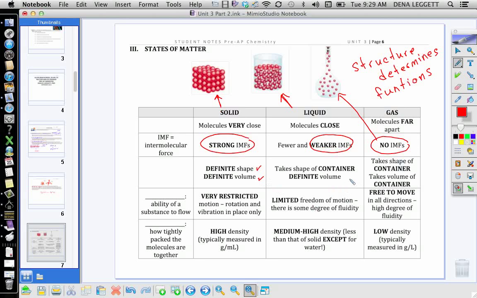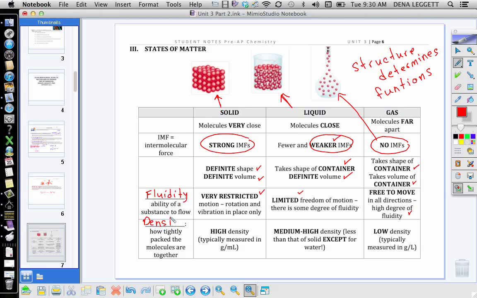Solids have a definite shape and definite volume. Liquids take the shape of the container and have a definite volume. Gases take the shape and the volume of the container. Now, some of these properties are fluidity, the ability to flow or the resistance to flow. Solids are very restricted. Liquids are limited because they still have intermolecular forces holding them together. Gases have no forces of attraction. They're free to move and go wherever they want.